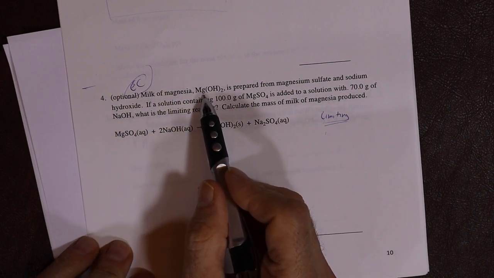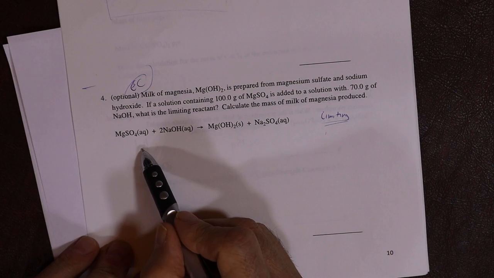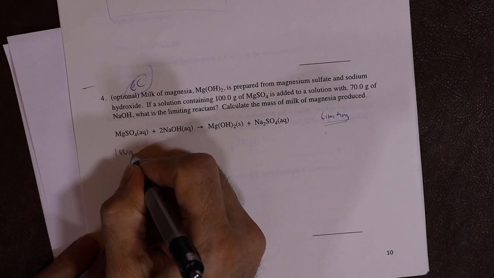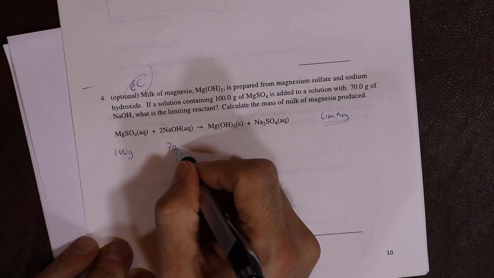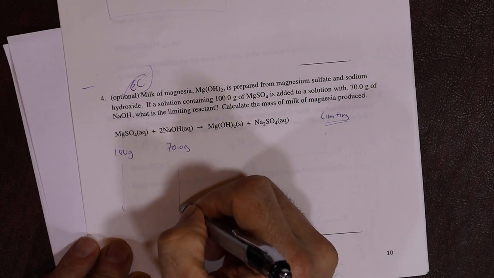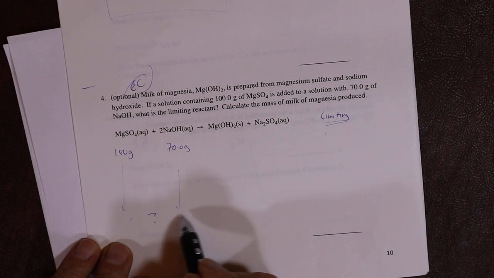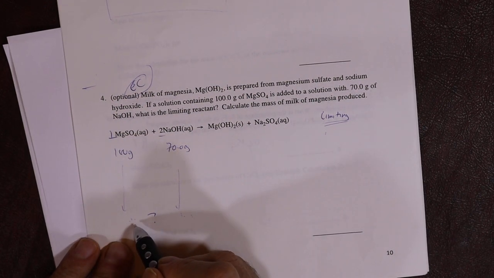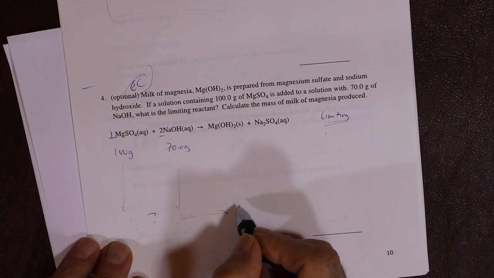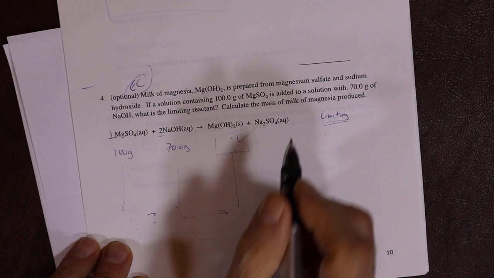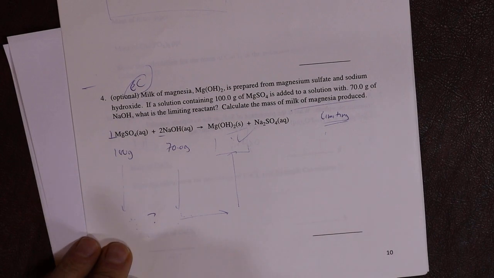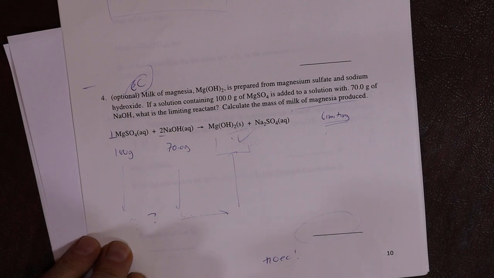It says magnesium hydroxide is prepared from magnesium sulfate and sodium hydroxide. A solution containing 100 grams of this one, 70 grams of this one. You're going to climb down and then decide which one runs out first. And it's in a 2-to-1 ratio, so be careful. I need twice as much of this than I do of this. Whichever you determine to be limiting, slide across, climb back up, and you get that number. So calculate the mass of this produced. It's a limiting reactant problem, so that's a big hint. Put it there. I'll give you a +10 lab extra credit for that.